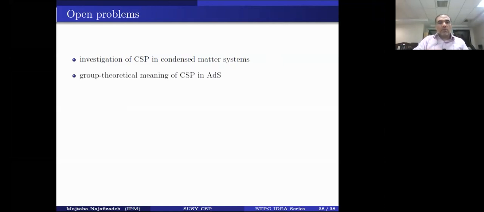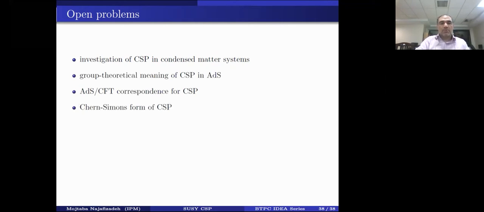The group theoretical meaning of CSP in AdS is not obvious. Although Metsaev wrote his actions in AdS space, its group theoretical meaning is not clear. AdS/CFT correspondence for CSP is interesting. A Chern-Simons version of CSP can be possible. Off-shell SUSY CSP: as I said, our work and works of other people are on-shell SUSY CSP, so off-shell SUSY CSP is also interesting.